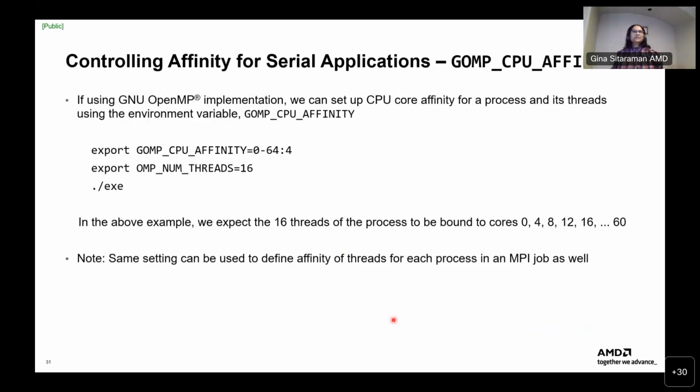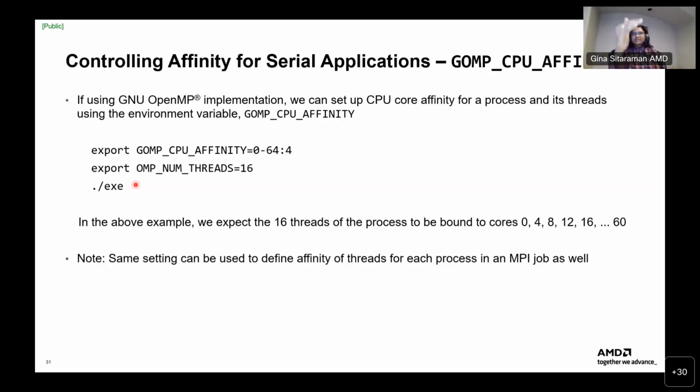So the last one for serial applications, this is the one that I've used the most because I use the GNU implementation of OpenMP. And so for this serial process, we have 16 threads, and we are specifying explicitly where those threads will be bound. So we are giving a range of 0 through 64, but we are going to stride by 4. So in this example, we expect all the 16 threads to be scheduled on cores 0, 4, 8, and so on.